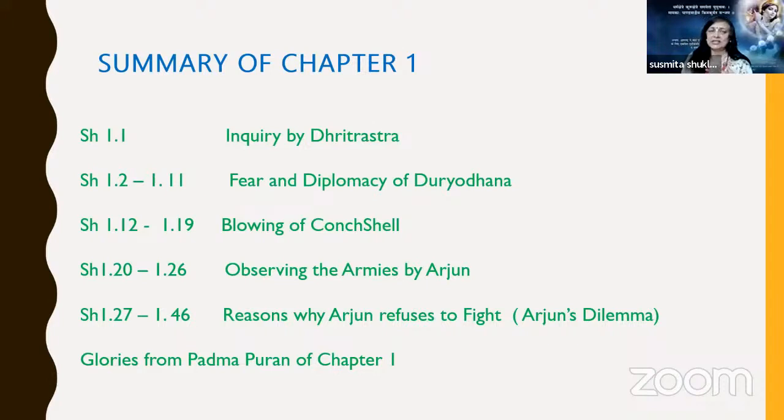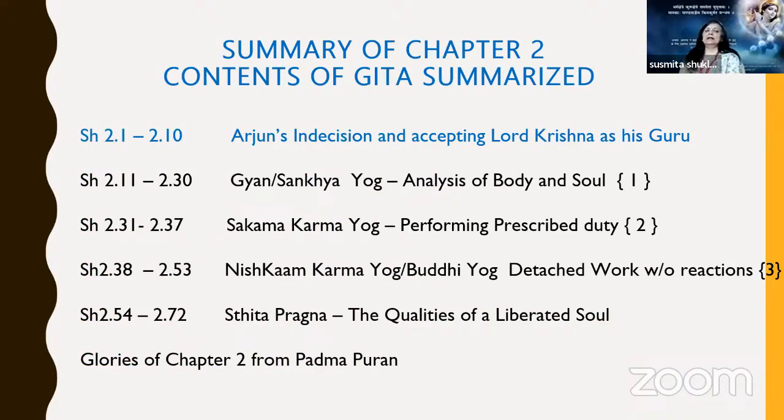The fourth was destruction of the dynasty. What will happen if I start fighting? The entire five generations standing in front of me will get killed, and what will happen to the dynasty? The Kul dharma will get destroyed, with repercussions accordingly. So these were the four dilemmas that Arjun was facing, and then we talked about the glories of chapter 1 from Padma Puran.